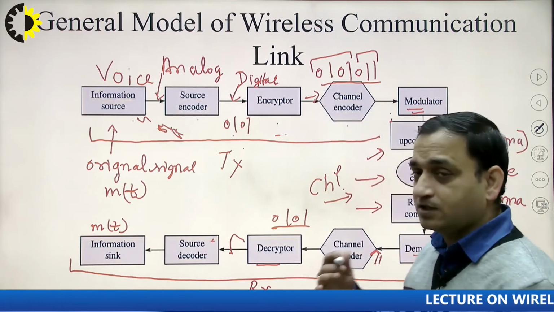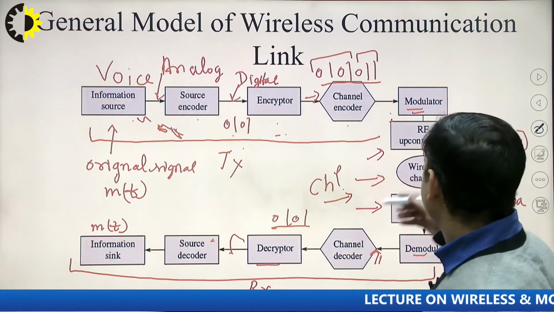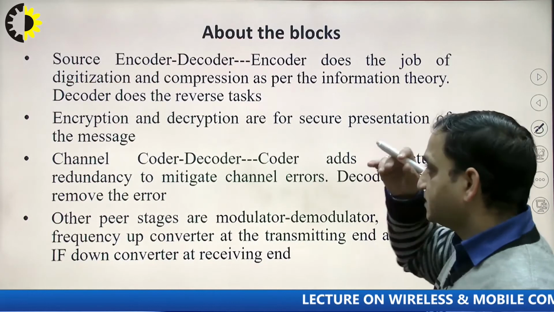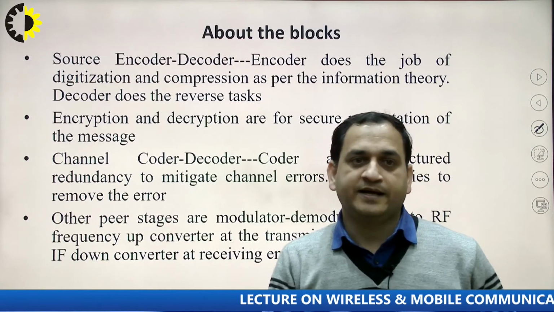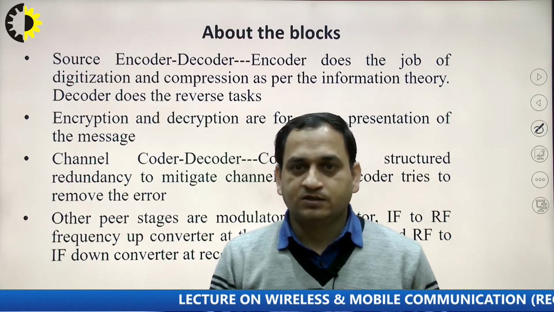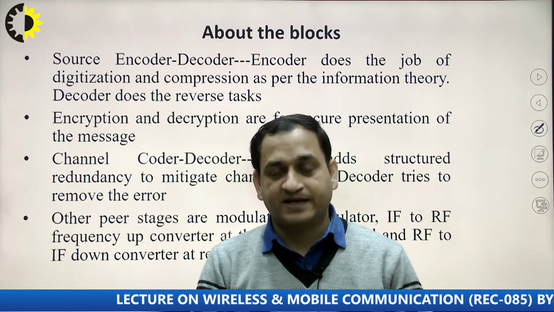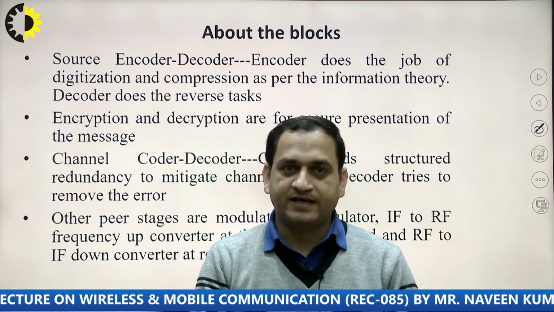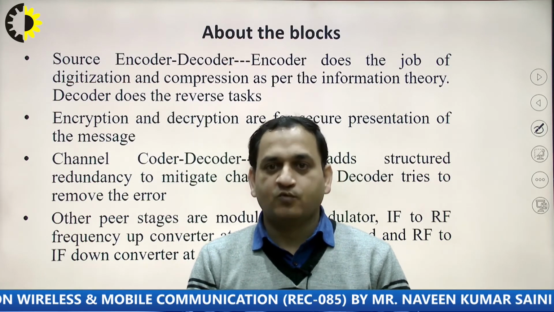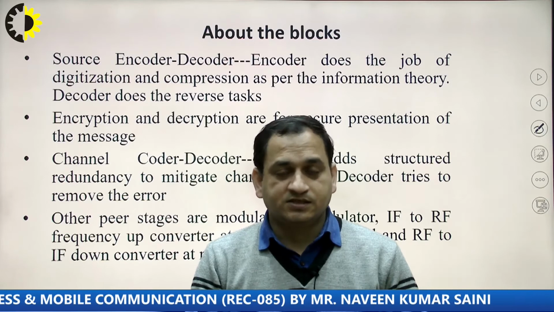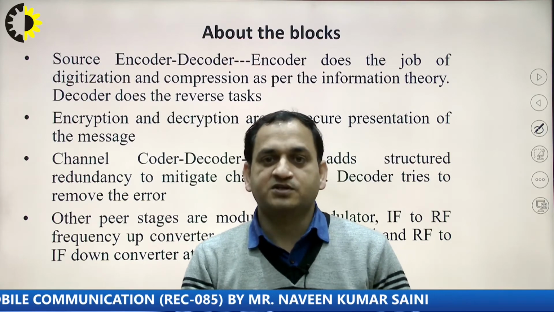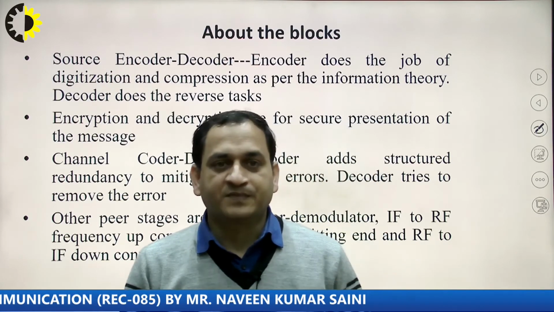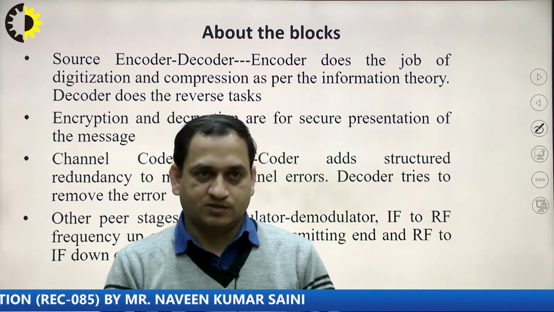Okay. So, there are some other parameters which are used for explaining all this, which I have just covered: source, encoder and decoder. So, the encoder does the job of the digitization, as I said, analog to digital conversion, and the compression as per the information theory. So, what is the compression? Just like data compression. So, data compression can also take place in the source encoder.